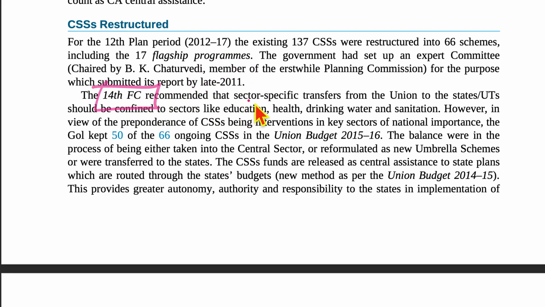The 14th Finance Commission recommended that sector-specific transfers from union to states should be confined to sectors like education, health, drinking water, and sanitation. However, in view of the preponderance of CSS being interventions in key sectors of national importance, the Government of India kept 50% of the 66 ongoing CSS in the budget of 2015-16. The balance were in the process of either being taken into central sector or reformulated as a new umbrella scheme, or were transferred to the states. The CSS funds are released as central assistance to state plans, which are routed through the state budget, a new method as per the union budget of 2014-15. This provides greater autonomy, authority, and responsibility to the states in implementation of the scheme.